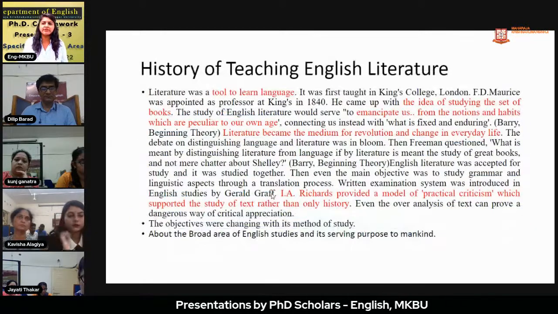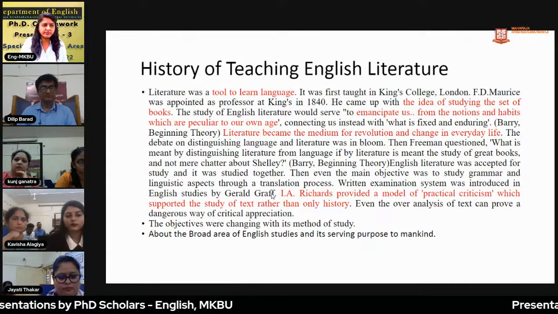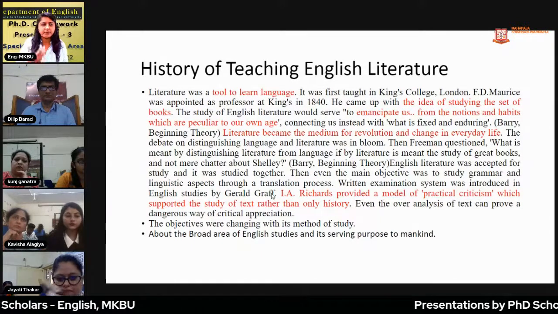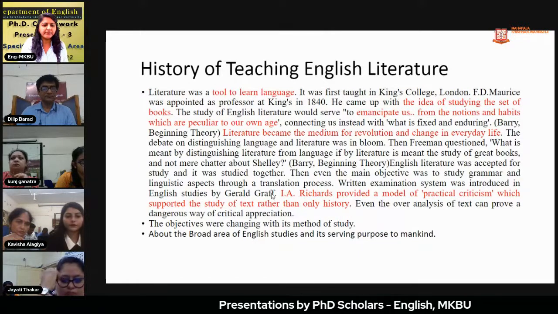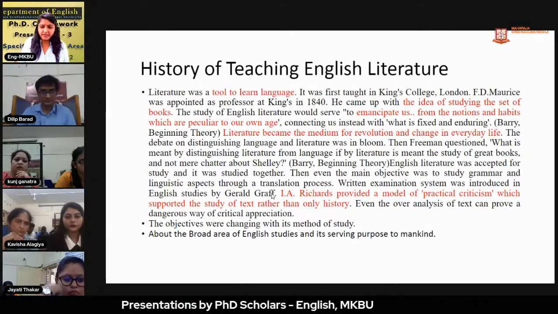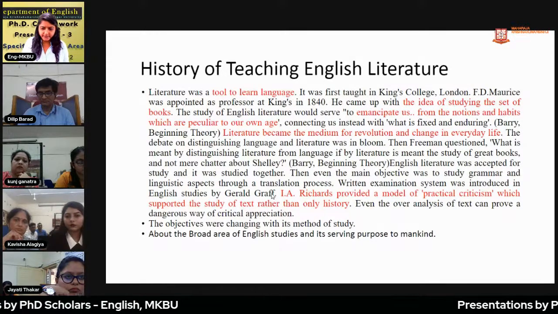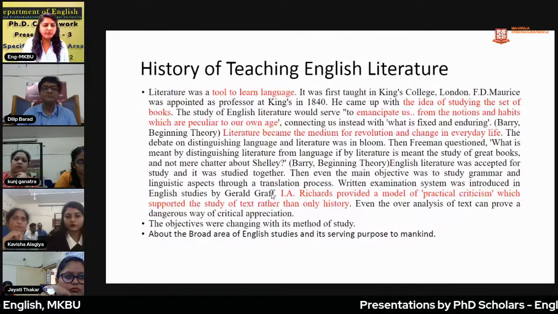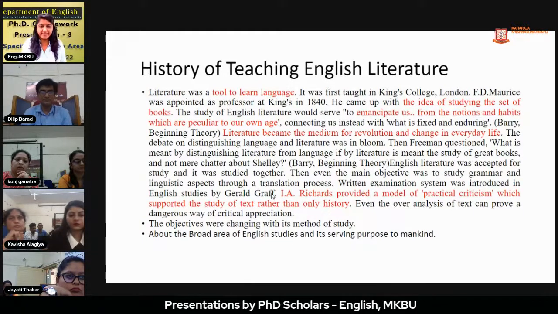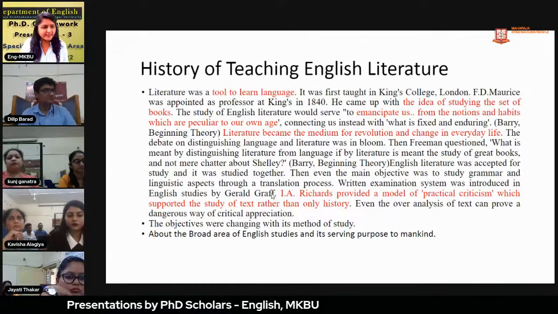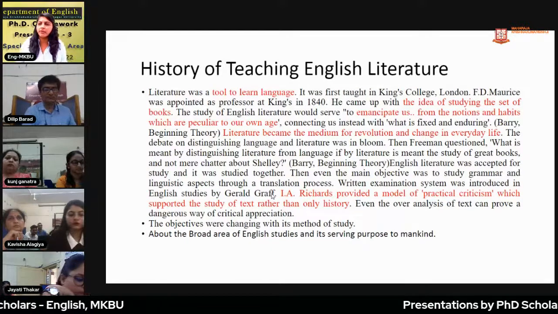So first of all, I must say that when English was introduced, it was introduced for the purpose of study. As we can see here, one of the professors in King's College, F.D. Morris, introduced the concept of studying a set of books in literature classroom. And he also said that in a way it is to emancipate us from the notions and habits which are peculiar to our own age.